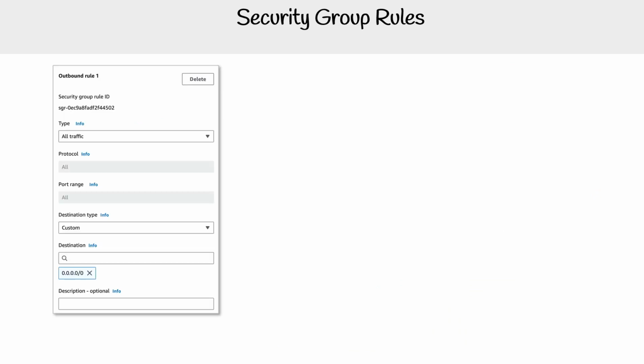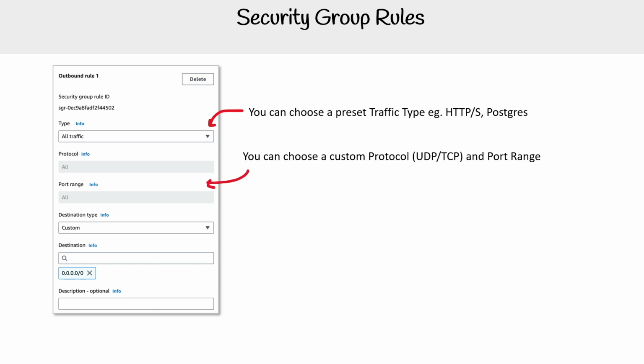Okay. If we're comparing security group rules against NACLs, it looks pretty much the same. The key difference here is that there is no option to say allow or deny, because we'll learn in a second here that security groups always only have allow rules when you're creating them. The other thing you're going to notice is that there is no numbering system to set the precedence of rules, because it's not needed, because there's only allow rules. You can choose a preset traffic type. This is just going to fill in the protocol and port range for very common configurations.